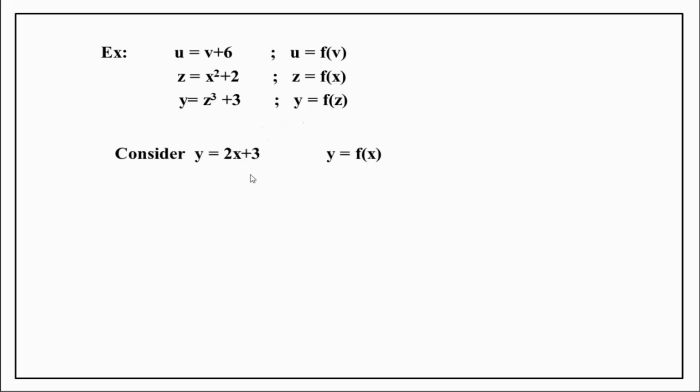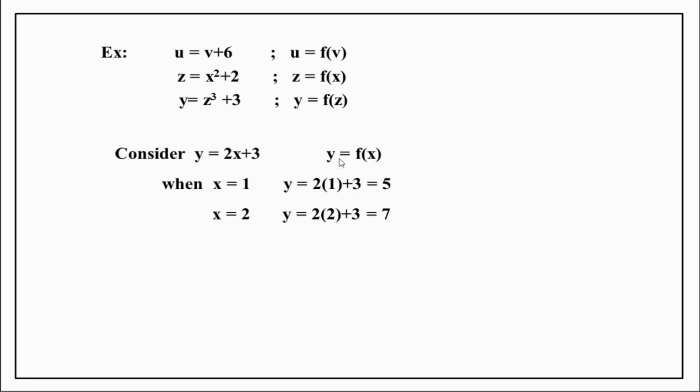Now I'll take one example, y equal to 2x plus 3. And you know y is a function of x here because y is expressed completely in terms of x. When I give x equal to 1, y equal to 2 into 1 plus 3, which is 2 plus 3, which is 5. And when x equal to 2, y is equal to 2 into 2 plus 3, 4 plus 3, which is 7. Now when I give a value for x, y is taking a value.